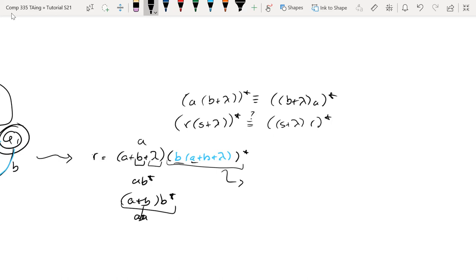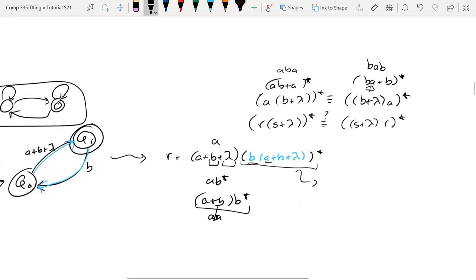because this is A, so this is AB or A star. And this is BA or B star. So you can have BAB here, and you can have ABA here, but you clearly can't have ABA from here, right? So it doesn't seem like you can just switch these two, because it doesn't look like this expression is equivalent to this expression.